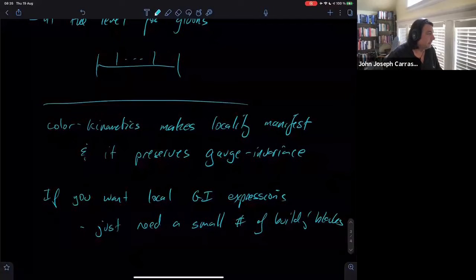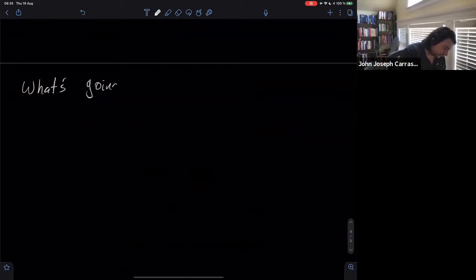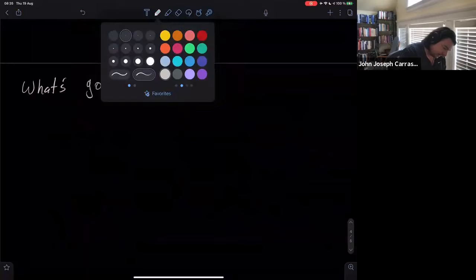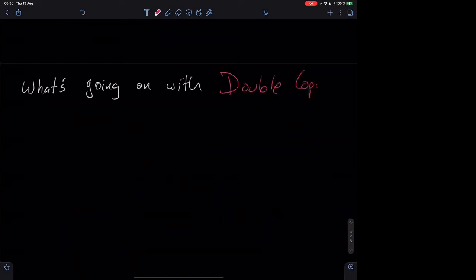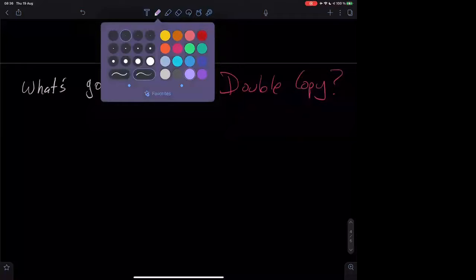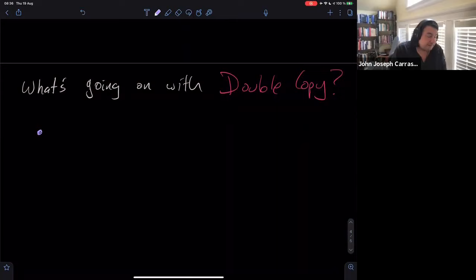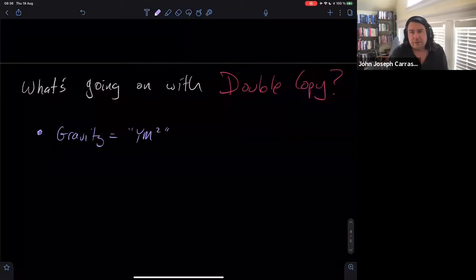All right, so what's going on with double copy. So, of course, there's this old story that some of us grew up with, that gravity equals gauge theory squared, and that the right way to calculate gravity theories is really to calculate gauge theories and do clever things with those results.